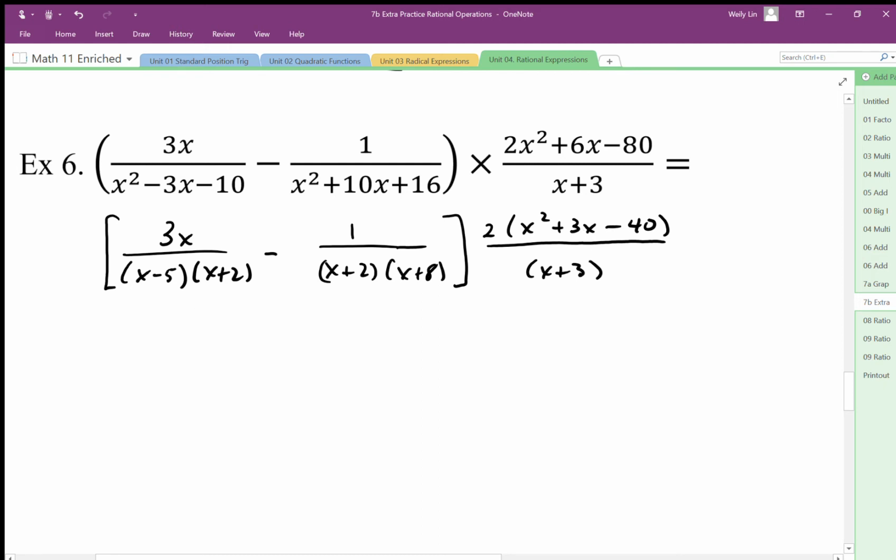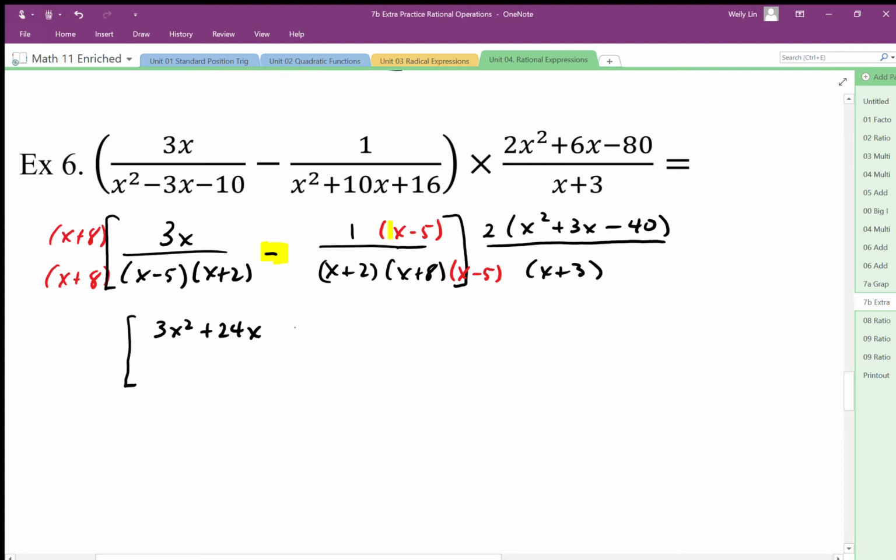I'm going to start getting a common denominator over here. I can save some steps by doing that. So x plus 8, x plus 8. Here I need to multiply by x minus 5, x minus 5. So 3x squared plus 24x. Be careful with that negative, because we have to subtract everything over here.